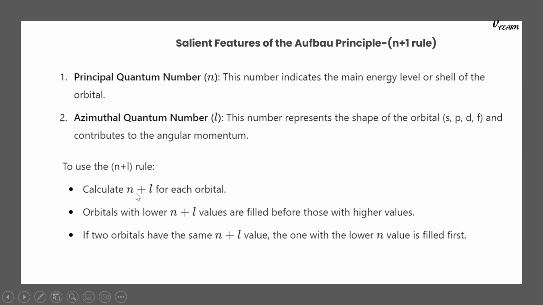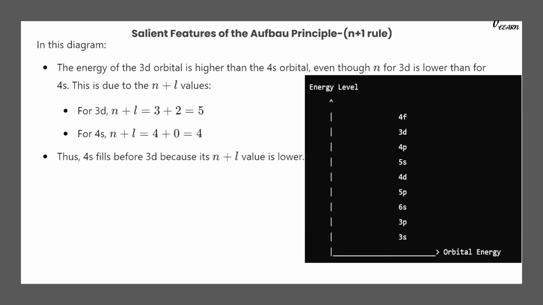Okay, let us calculate the n+l rule. Before we calculate, you have to be clear with one thing. To understand the energy level of an orbital, first you should calculate n+l for each of the orbitals. If the n+l value is lower, that will be the lower energy level and will be filled first, and then the higher energy levels will be filled later. If two orbitals have the same n+l value, we have to consider the n value alone. The lower the n value, the lower the energy level, and then the higher one will be considered.